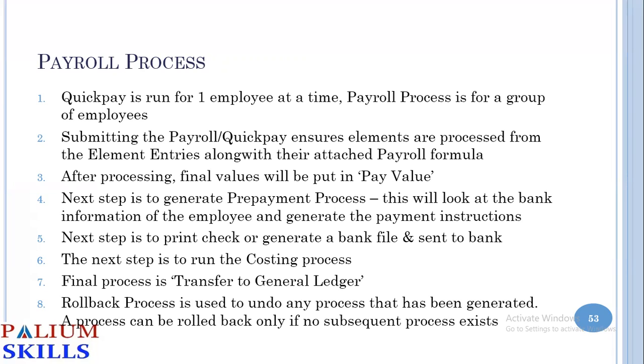We use a rollback process to undo any process that has been generated. Now, if it is transferred to GL, is it possible to still? Technically, no, because those entries have already been posted. How do you resolve that then?